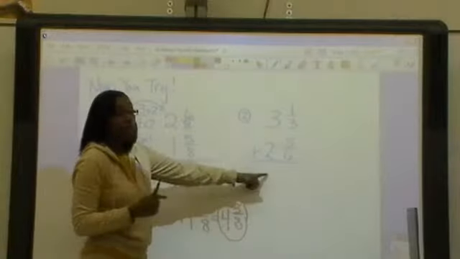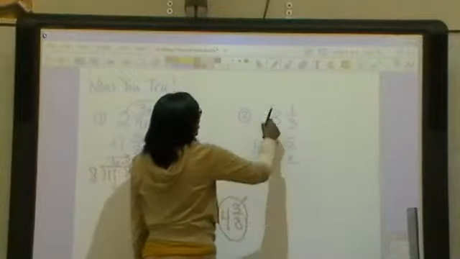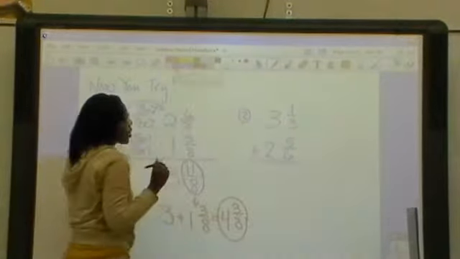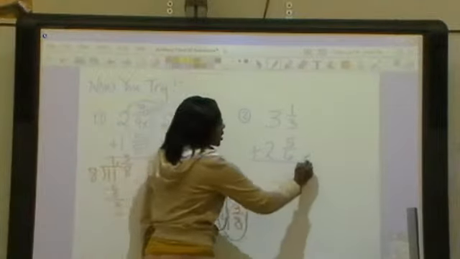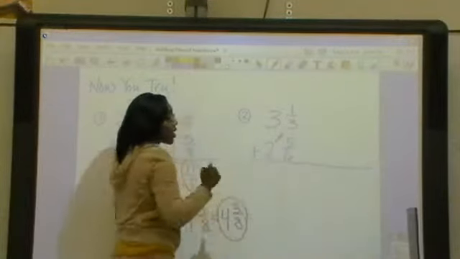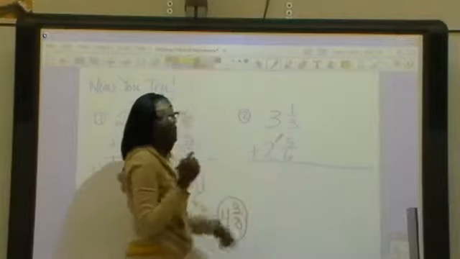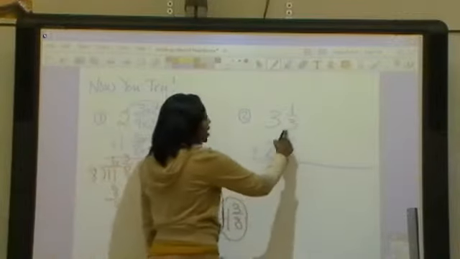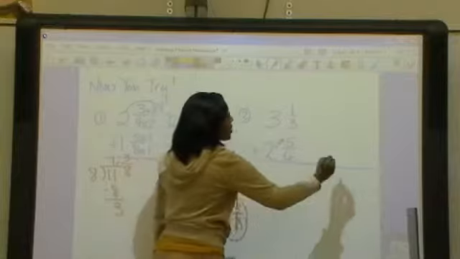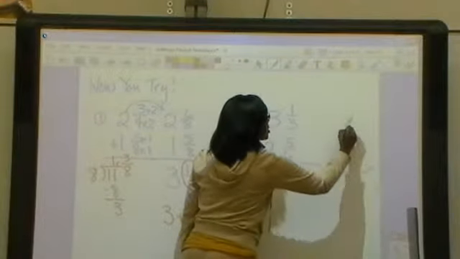So let's see if you got number 2. Number 2, I have 3 1/3 plus 2 5/6. Again, I want to add these together. I can't because my denominators are different. So I need to get a common denominator. My new denominator will be 6.